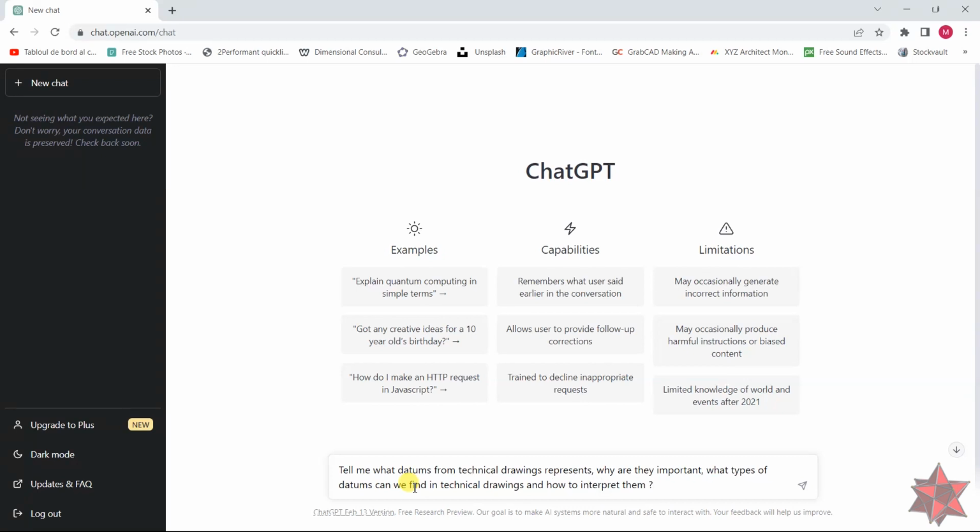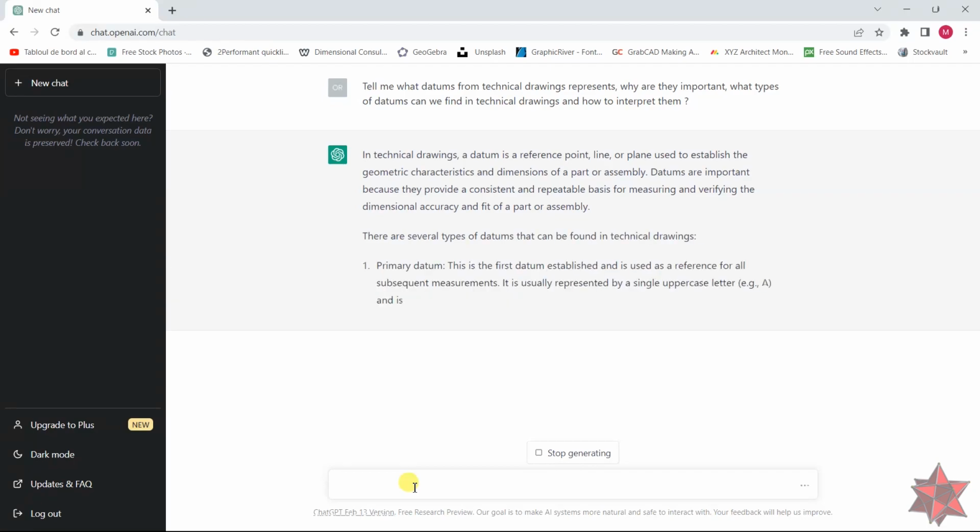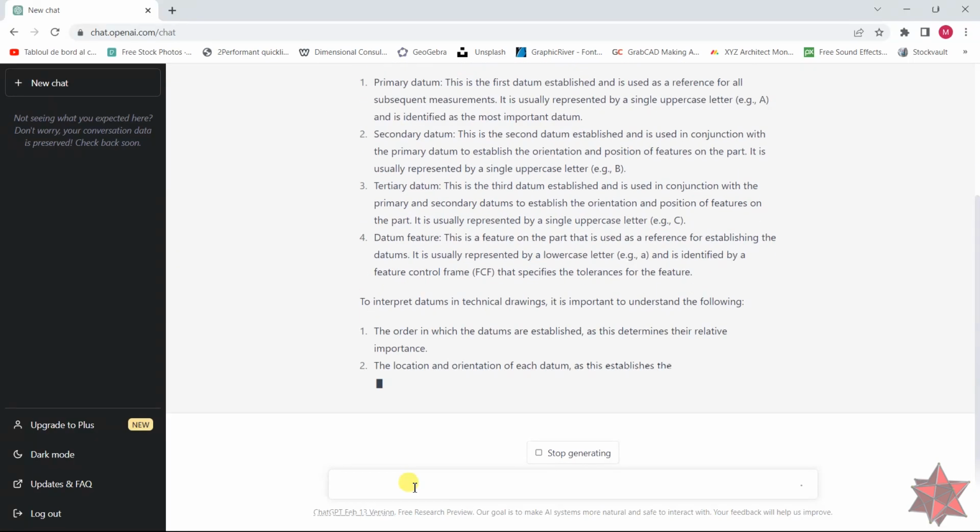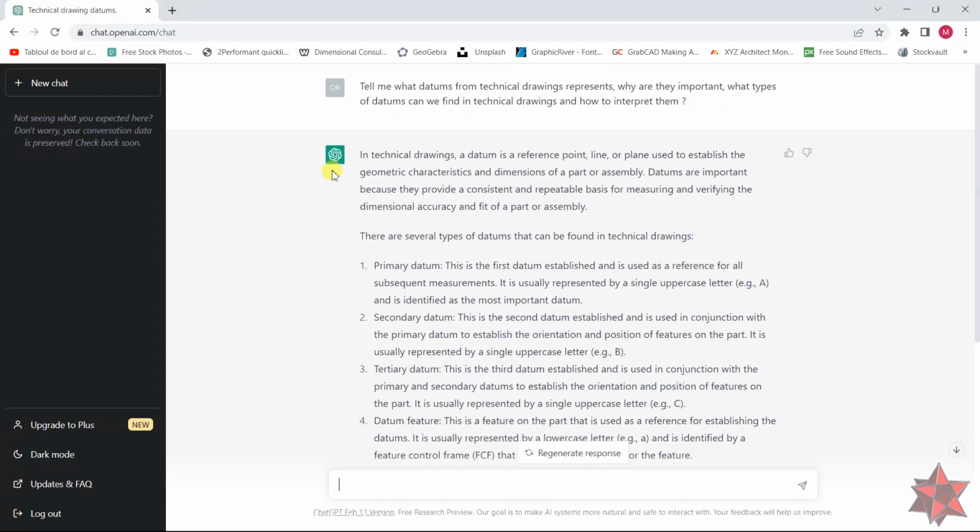Notice right away that it's very different from Google. You can ask it several questions in one sentence, not just one at a time. And now let's see what answers it will provide us. So let's see what it wrote.